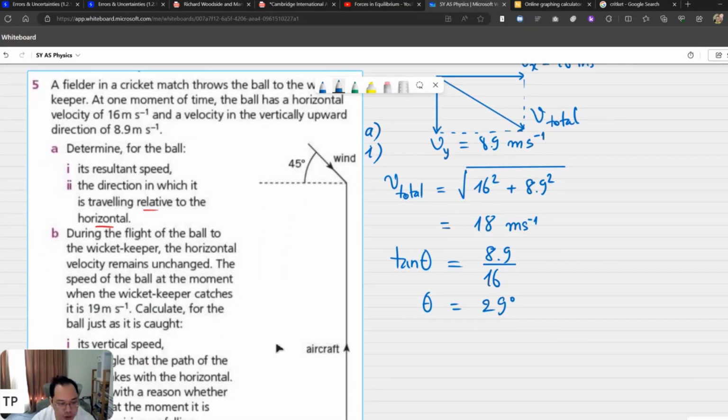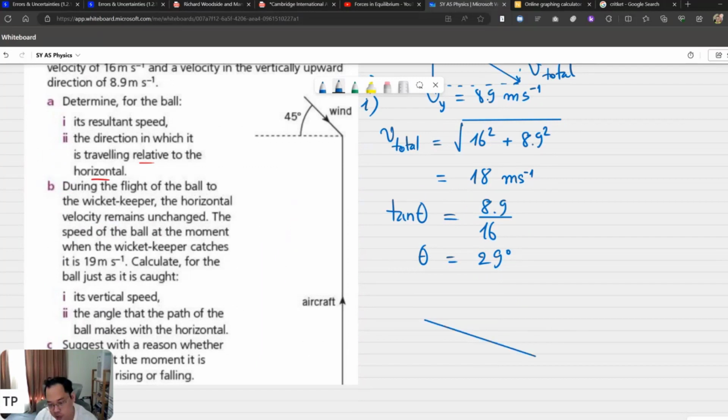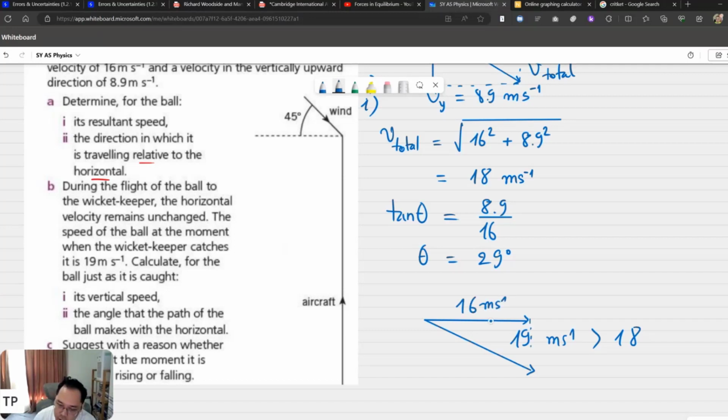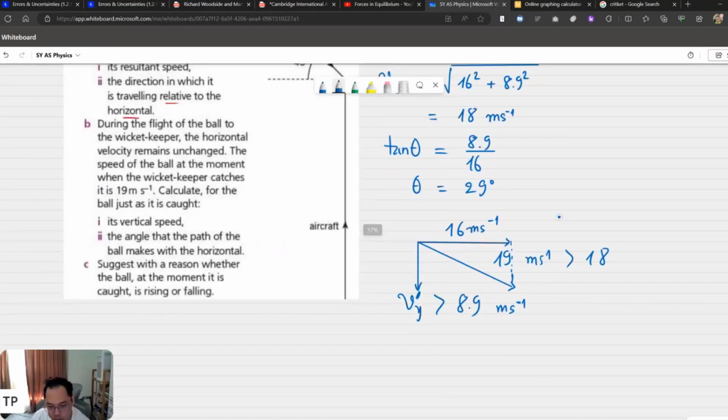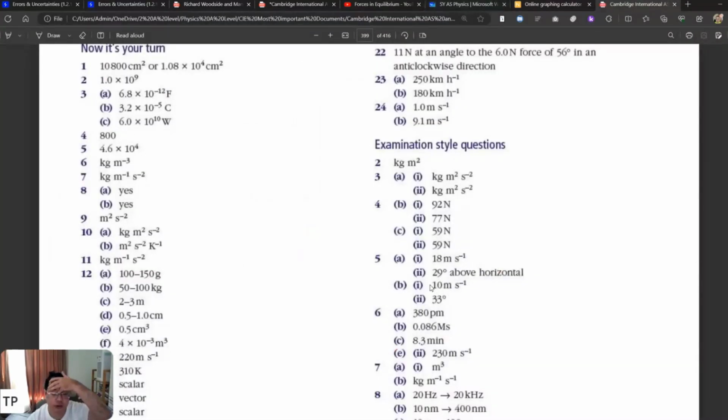Now calculate its vertical speed, easy. The new velocity is 19, which is greater than 18 meters per second, but the horizontal component doesn't change. It is still 16 meters per second. So you just need to calculate the new vertical component, vy new. It must be greater than 8.9, and you can calculate it by the Pythagorean theorem again: the square root of 19 squared minus 16 squared, which is 10. Obviously greater than 8.9. That's the correct solution.